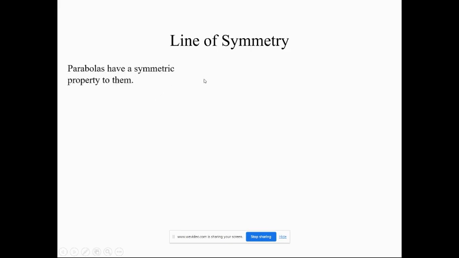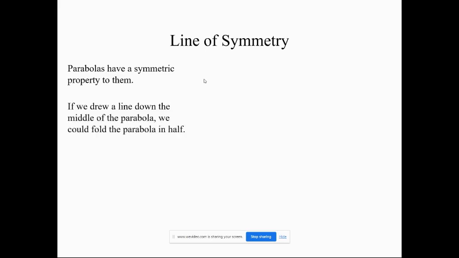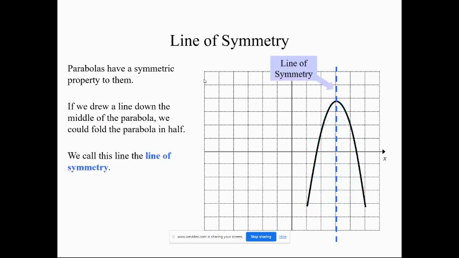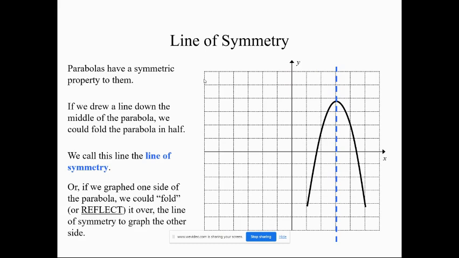All right, line of symmetry. This is what's new, so this time you will have to write down your notes. Parabolas have a symmetric property to them. Just like back in 3rd and 4th grade when you were drawing lines of symmetry on rectangles, parabolas have one as well. If we drew a line in the middle of the parabola, we basically fold it in half. Here it is, 2 sides. So we call this line the line of symmetry.